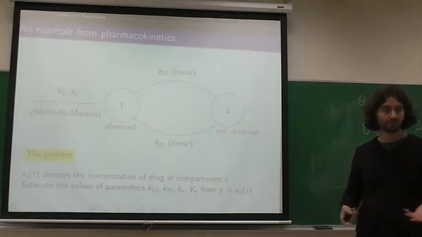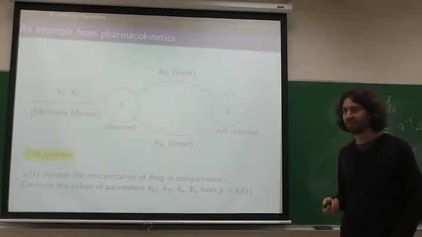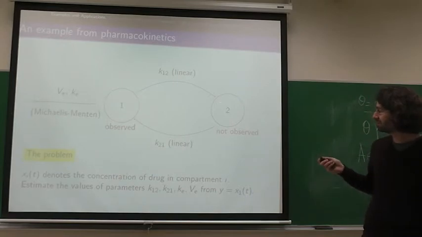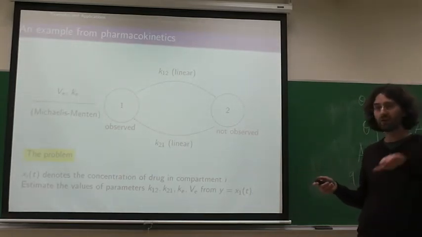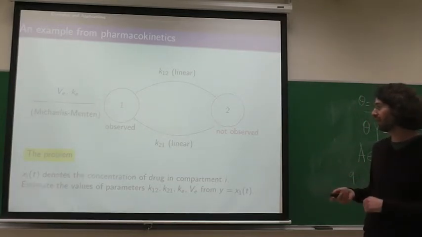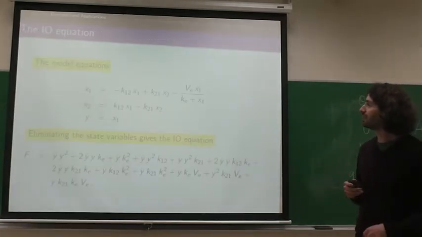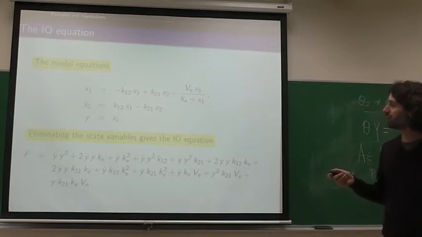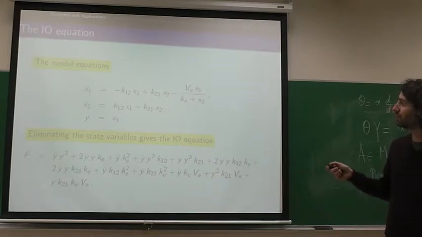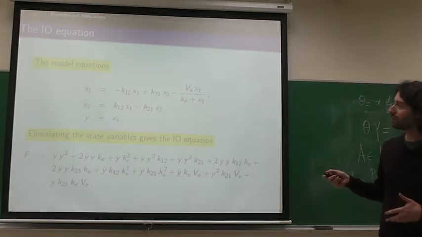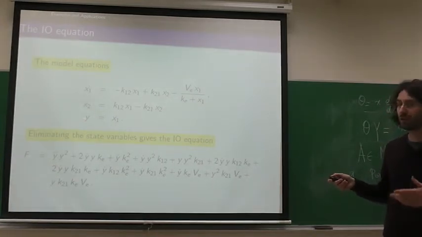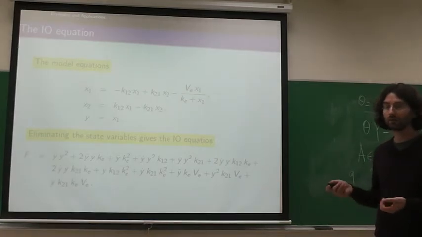And so the doctors, if they can, they will avoid that. Basically, you know the value of X1 in time, but you don't know X2. So let's see the equations of the model. That's a dynamical system, not a big one, but it's non-linear because of this term. And here I write Y equal X1. It's a short way of writing that the thing that we can measure is X1.